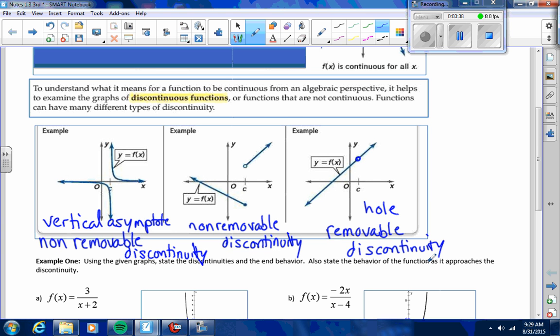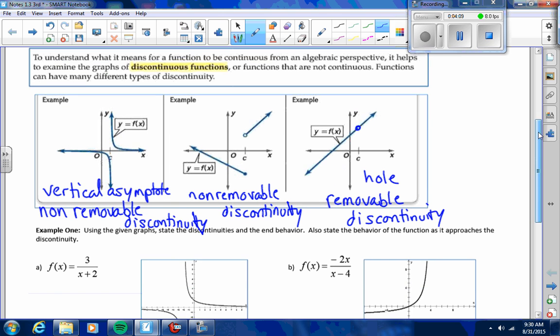We say it's removable because it's basically one point has been plucked out and removed from the overall graph. So it's removable. Anything else, we're going to call it non-removable. So the vertical asymptote, the major jump or break in the graph, will be non-removable. A simple point being removed to create a hole, we call that removable.